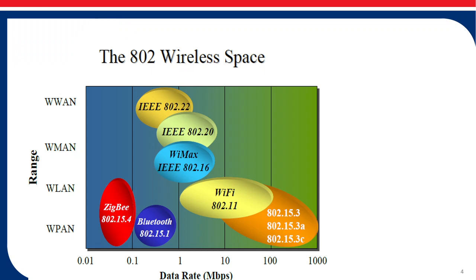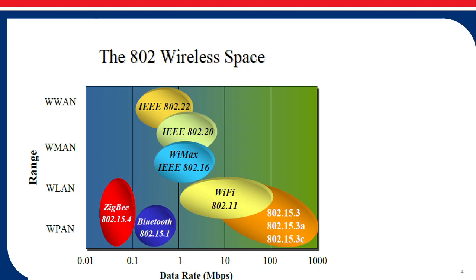So this is the 802 wireless space, which includes the range. It shows whether the network is a wireless personal area network, wireless LAN, wireless MAN, or wireless WAN, against the data rate starting in Mbps. As an instance, 802.15.1 is a standard of the lower transport layer of the Bluetooth stack that contains a MAC and physical layer specification.